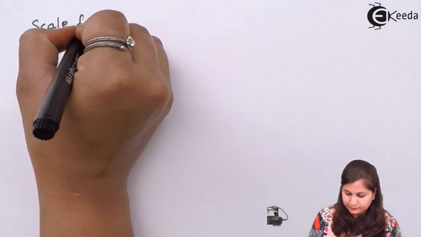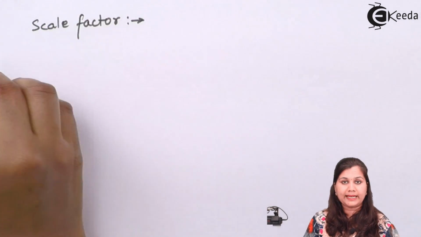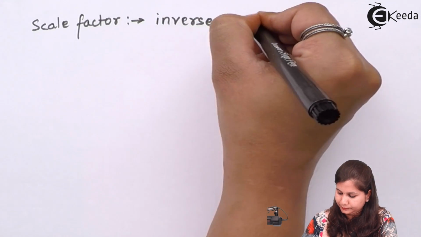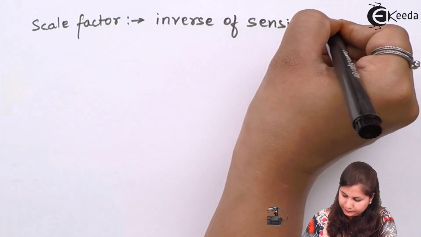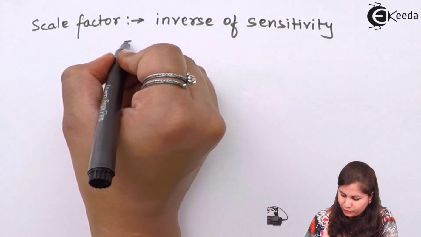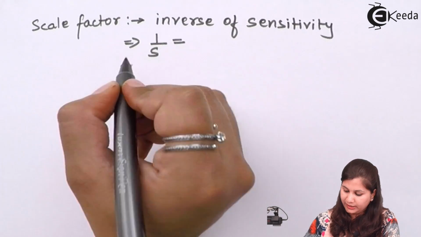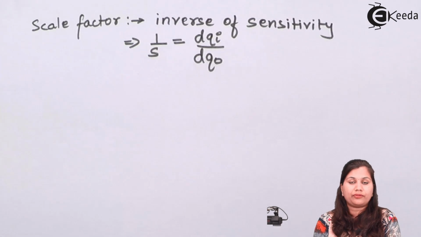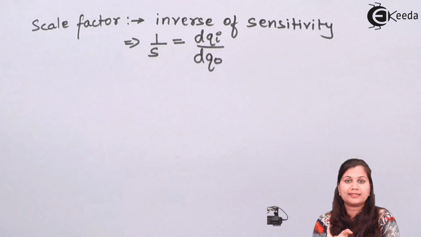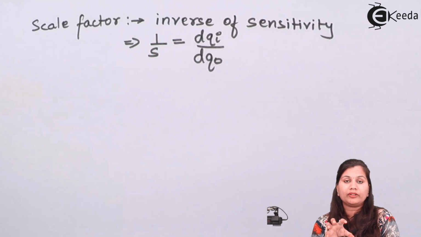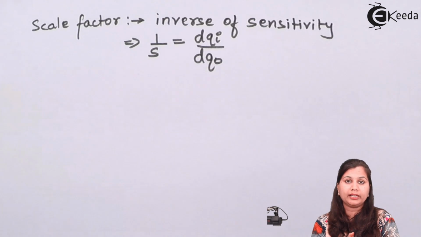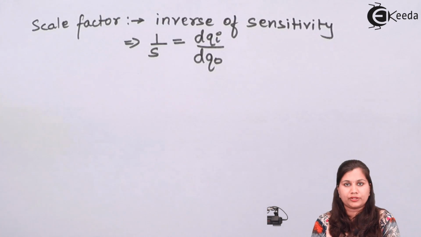Another term is called the scale factor. Scale factor is the inverse of sensitivity. So it will be 1 by S, that is the inverse of sensitivity, so dQi upon dQ naught. These terms, that is transfer function, sensitivity and scale factor, decide the transfer characteristics of the transducer. When we are selecting the transducer, we have to keep in mind the relationship between the output and the input quantity, or we can say that we should know the transfer function of the transducer.